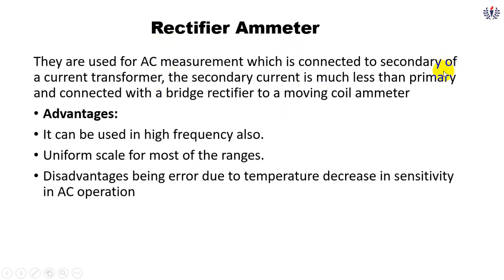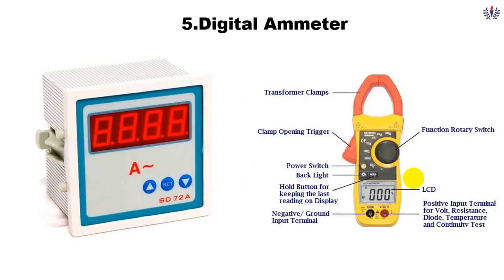Here you can see the secondary of the transformer is connected to the bridge, that is the bridge rectifier, and in between we connect a moving coil ammeter. It can be used at high frequency also. It has uniform scale ranges. One drawback is that temperature decreases the sensitivity of the operation during measurement of AC.